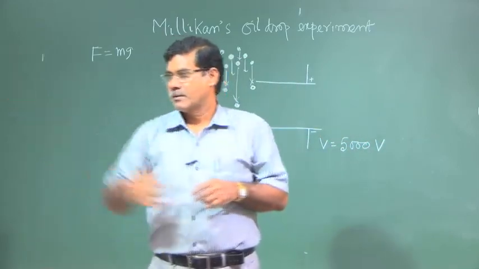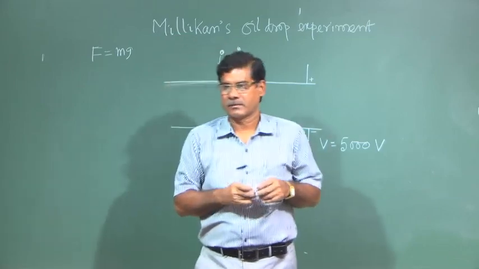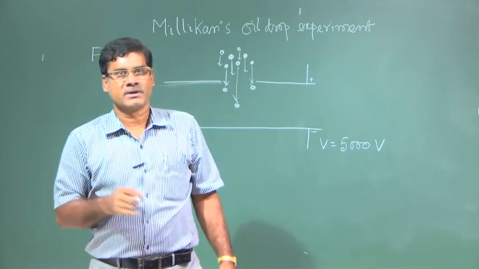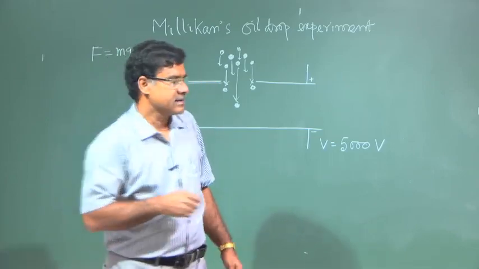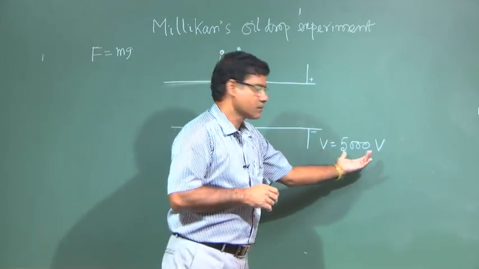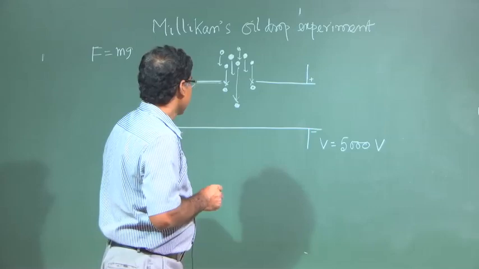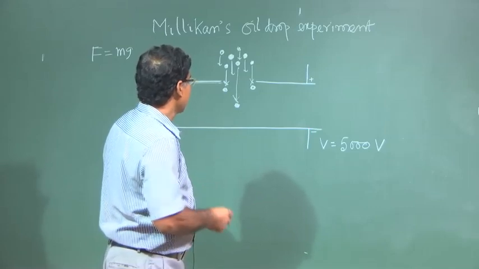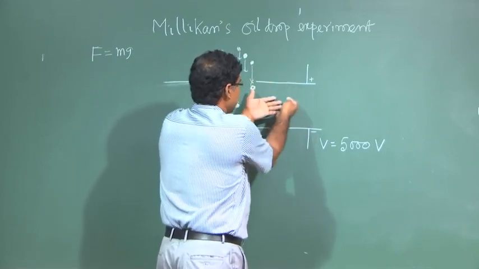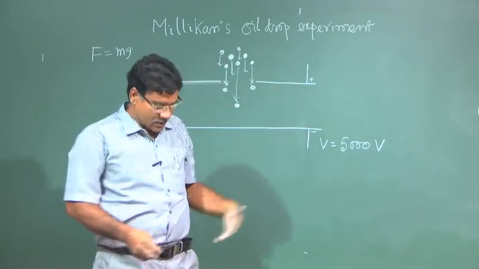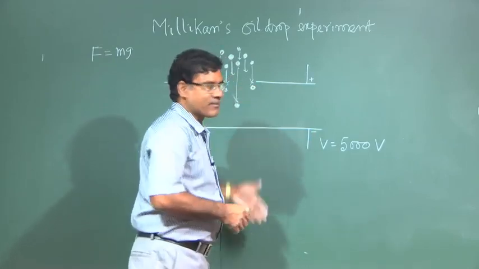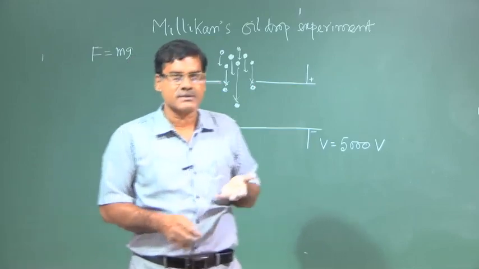In our house, whatever electricity we are using, this voltage, you know, is 220 volt, single phase having 220 volt. So, 5000 volt is very high compared to that. Now, what will happen? Depending on the distance between these two capacitor plates, there will be an electric field between them. So, this way we generate an electric field, and here the electric field is applied on these oil drops.